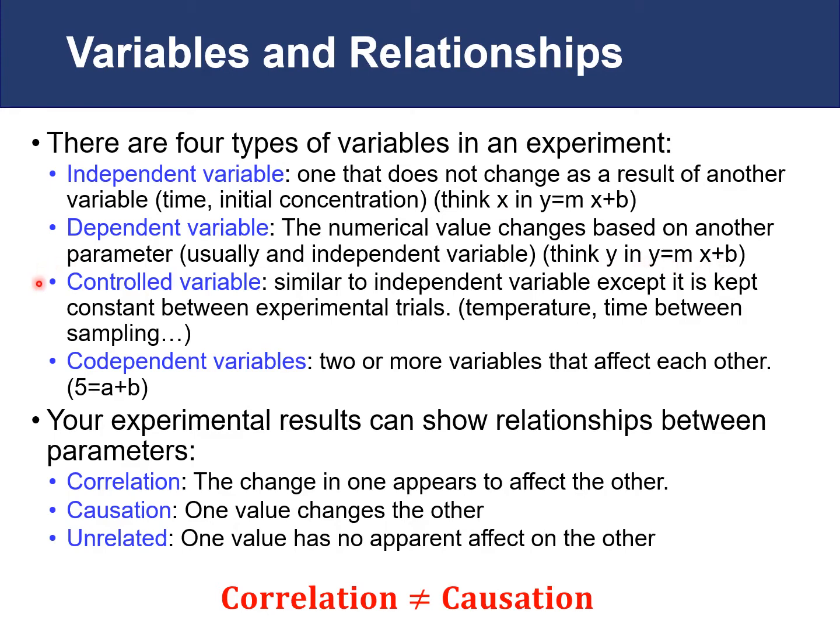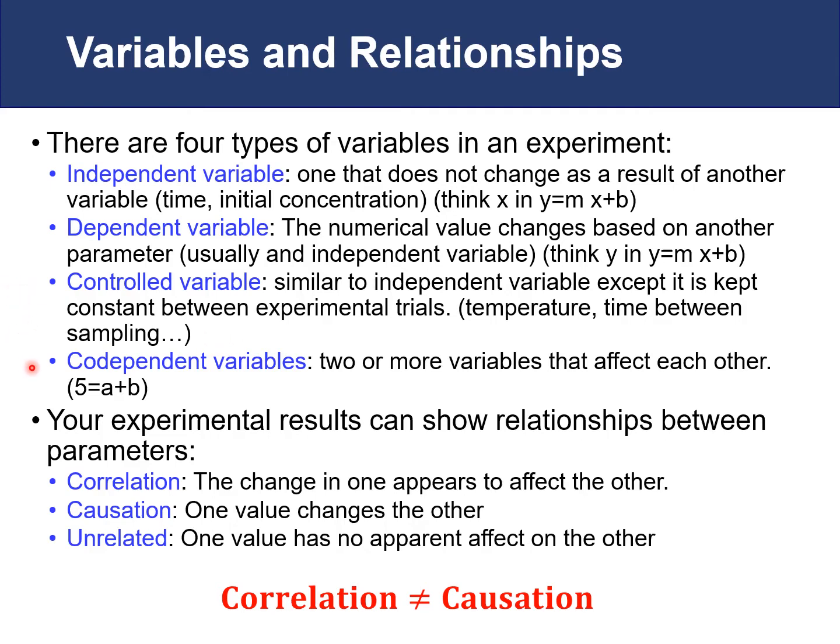We have controlled variables. These could be either independent or dependent variables. These are ones in an experiment which we keep constant. So some particular type of variable that we're able to tightly control. Examples of these would be temperature, time between samplings. It could also be initial concentration. Things that we are able to keep constant are called controlled variables.